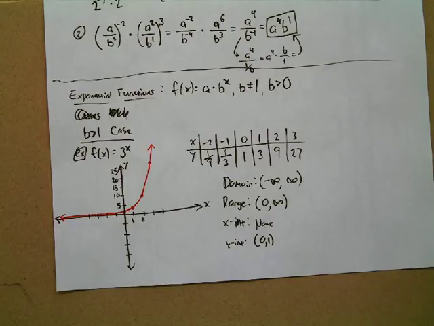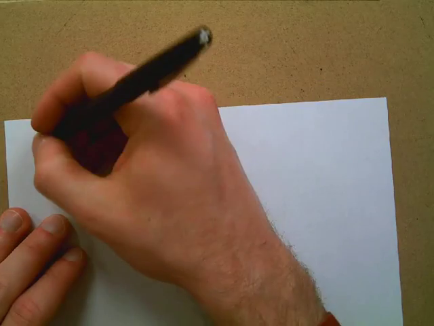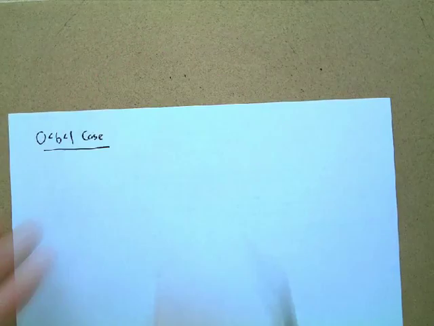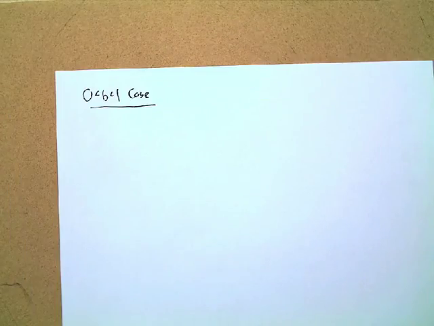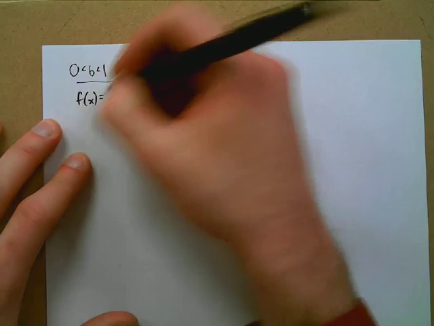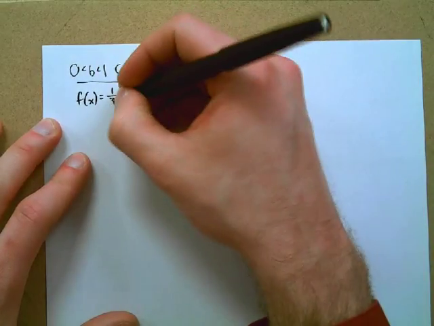All right? But let's look at what happens when we have b between 0 and 1. Okay, and see what happens there. So, of course, the 0 less than b less than 1 case. So we're talking like 1/2, 1/3, 1/4, those kind of things. 2/3, right? Okay, and let's just say our function in this case is going to be 1/3 to the x.